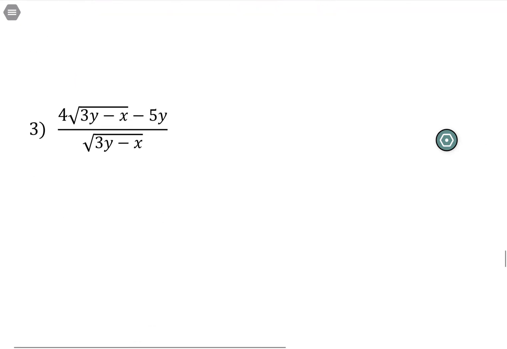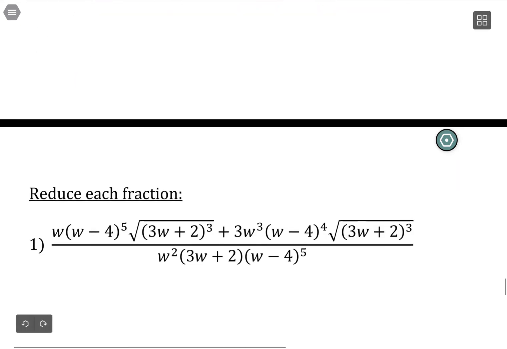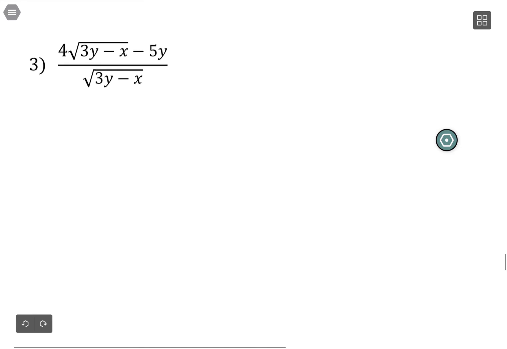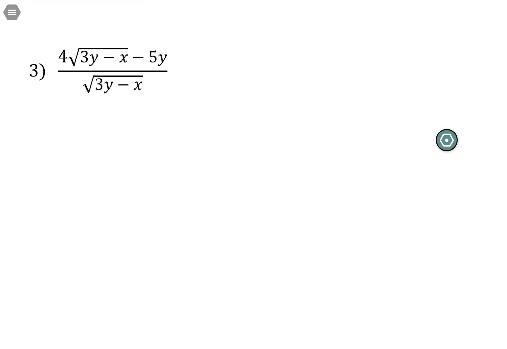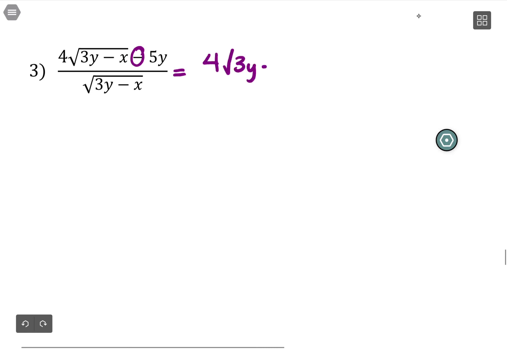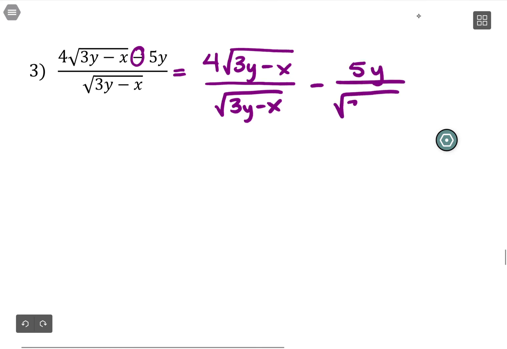Okay, I don't know how many of these I have. Is that the last one? Yeah, okay, one more, so let's go ahead and do it. Here, same thing, the top is a difference. This is the subtraction, that's the big operation. So we're going to split it up and say, okay, I can write that as 4 root 3y minus x over root 3y minus x minus 5y over root 3y minus x.